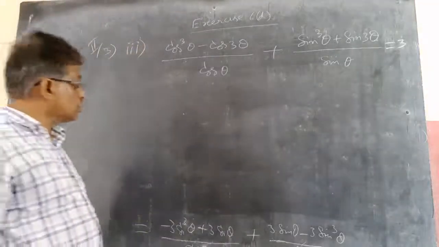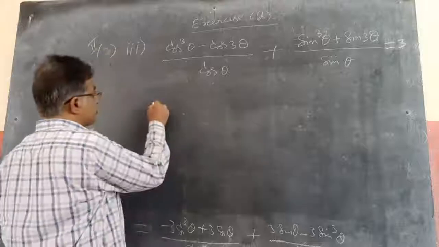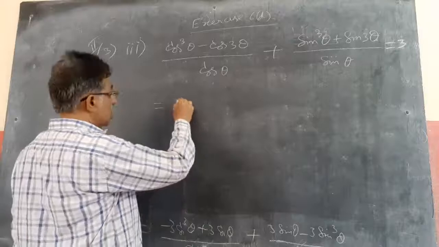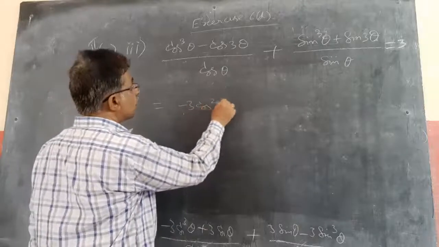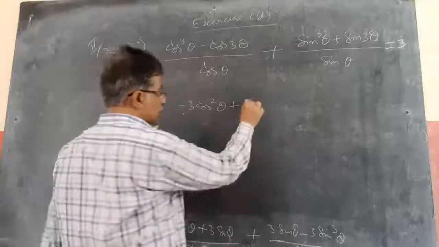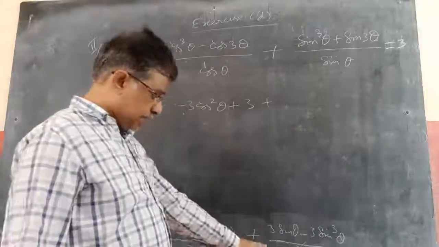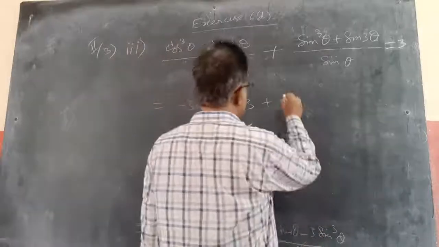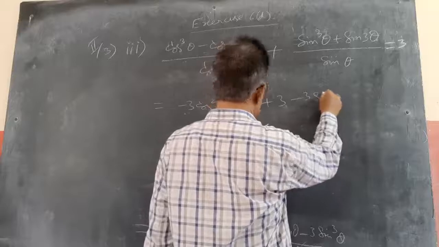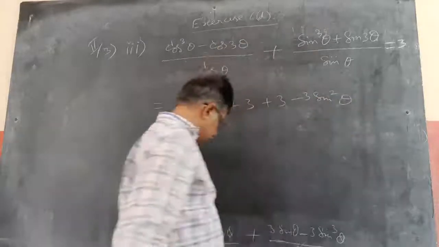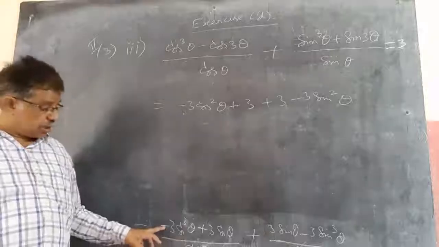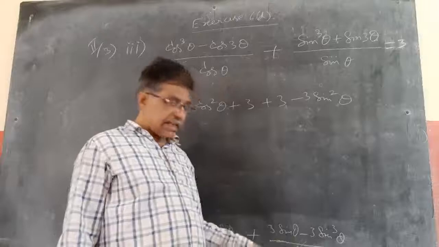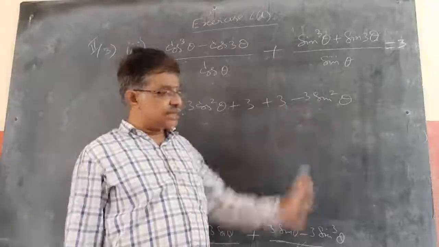Now, if I take cosθ common from the first term and cancel, what is left is −3cos²θ + 3. Coming to the second, sinθ common and cancelling in both numerator and denominator, what is left is 3 − 3sin²θ. Here I am taking cosθ common, so this becomes −3cos²θ plus 3. Again sinθ common and cancelling, this becomes 3 minus 3sin²θ.